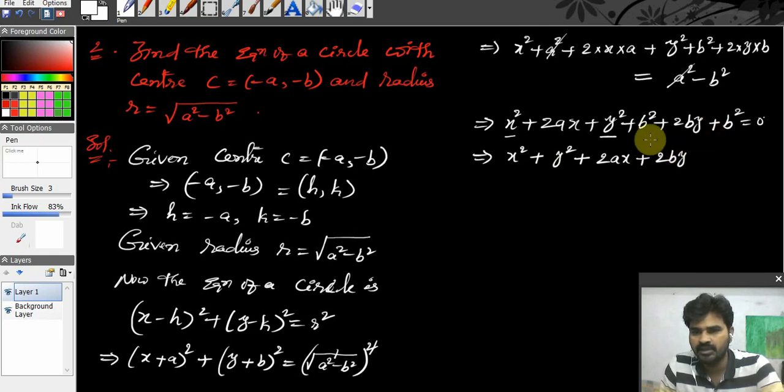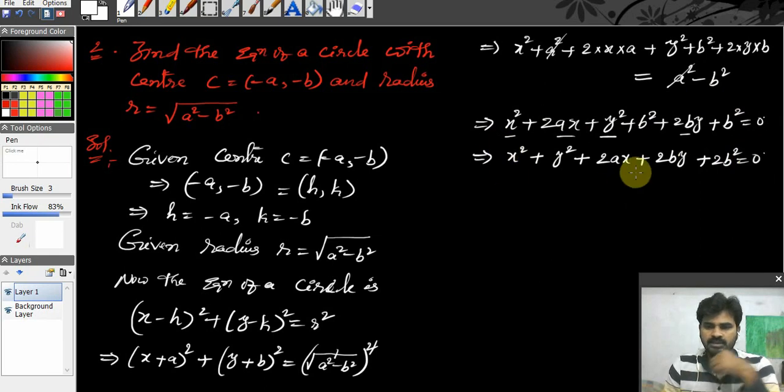Now what will you get? Constant terms. What are the constant terms? b square plus b square, you will get 2b square is equal to 0. So this is the equation of the circle. Okay, have a look at this problem.